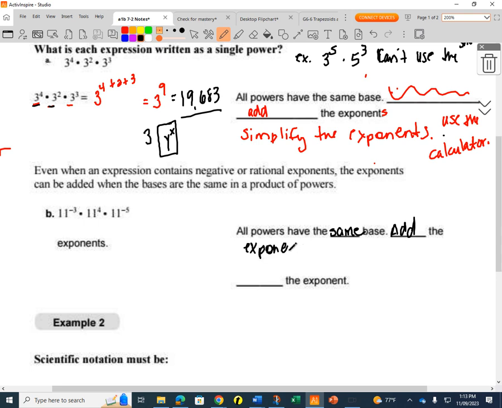We're going to add this word in here. Add the exponents and then simplify the exponent. So this would be 11 to the negative 3 plus 4 plus negative 5. If we use our calculator, did you get negative 4? Yeah. But now we're going to simplify.